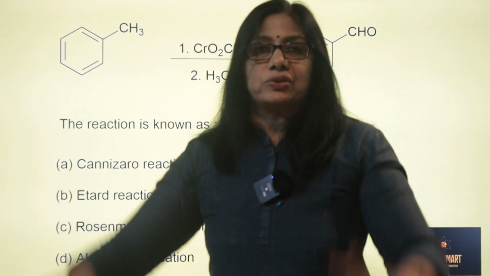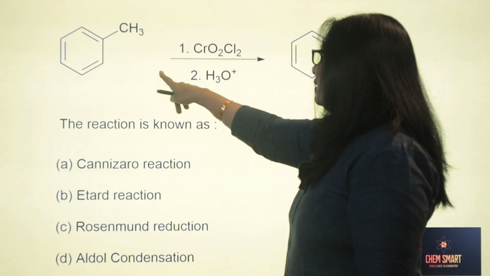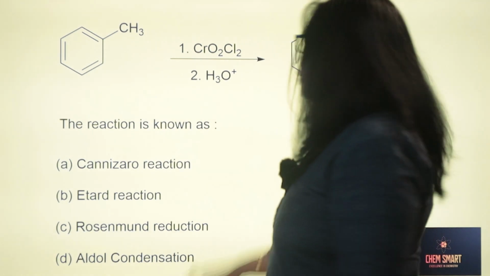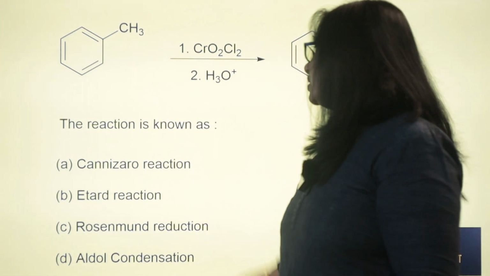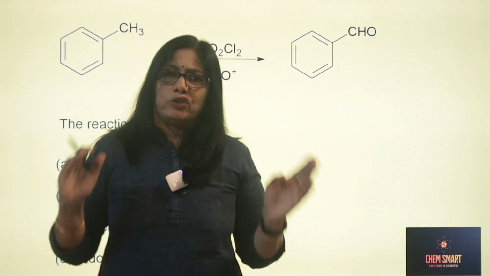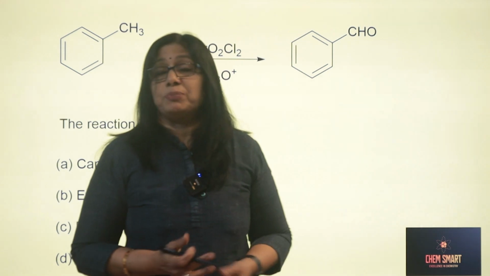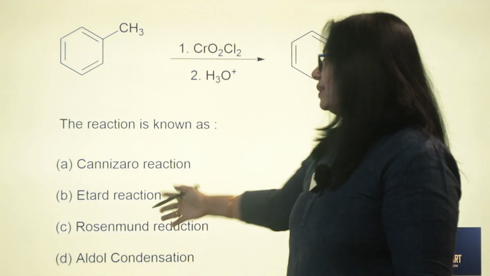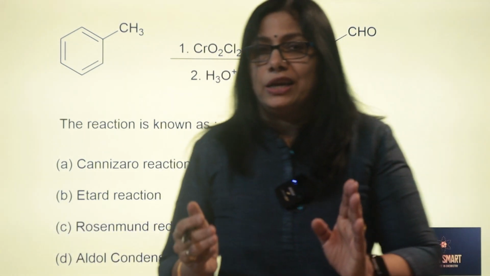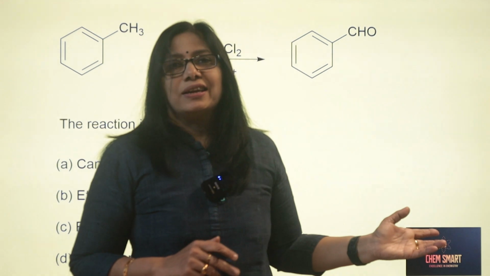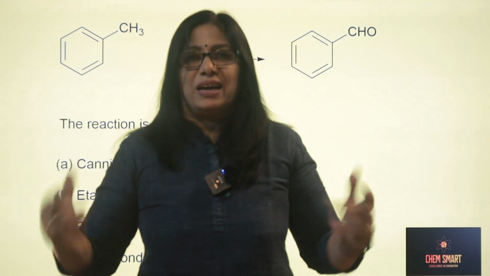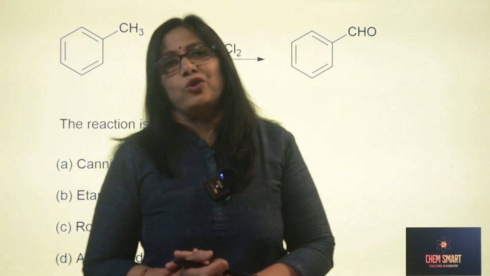Now, the last question. Toluene, first you treat with chromyl chloride, followed by hydrolysis, you are getting benzaldehyde. This reaction is known as, it is a name reaction. I have told you all the name reactions you have to practice well with equations and explanations. Okay. So this is nothing but a third reaction, right? So you have studied all these things already in your regular classes, and this is just revision. So make sure to practice all these questions again and again, and you can be perfect in organic chemistry.